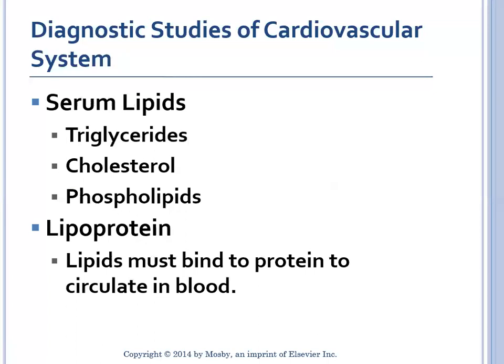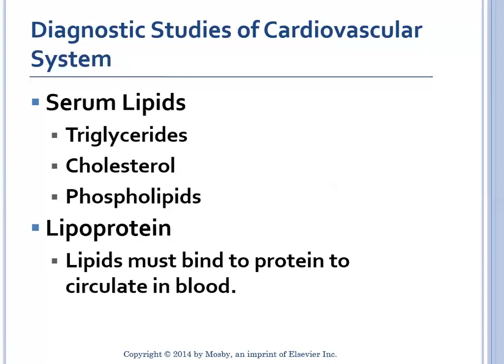So some diagnostics when we're talking about the cardiovascular system: serum lipids, so triglycerides, cholesterol, phospholipids. We're going to talk about these more when we talk about atherosclerosis. Triglycerides are the main storage form of lipids. They make up about 95% of fatty tissue. Cholesterol is a structural component of cell membranes and plasma lipoproteins. It's a precursor of corticosteroids, sex hormones, and bile salts. In addition to being absorbed from the food in the GI tract, cholesterol is synthesized where? What organ? Right, cholesterol, liver, put those together, okay?